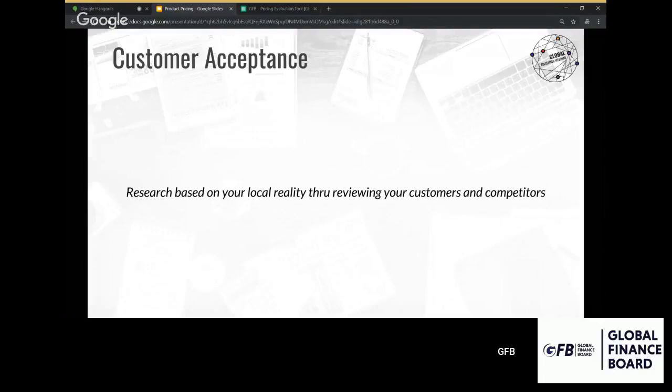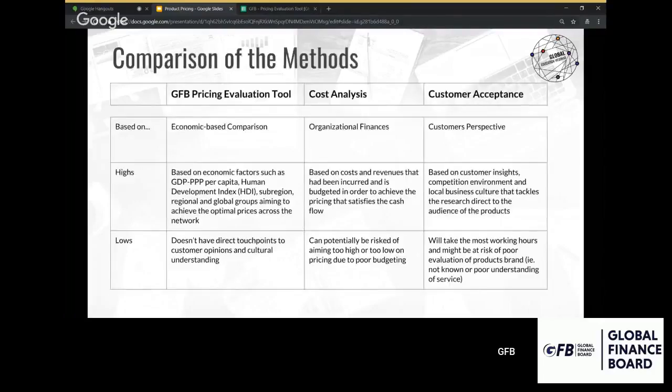Now, comparison of the methods. If we're going to compare the three methods, the GFB pricing evaluation tool, cost analysis, and customer acceptance: the GFB pricing evaluation tool is based on economic comparison. Cost analysis is based on organizational finances, so mainly internal, and customer acceptance is based on the customers' perspective.